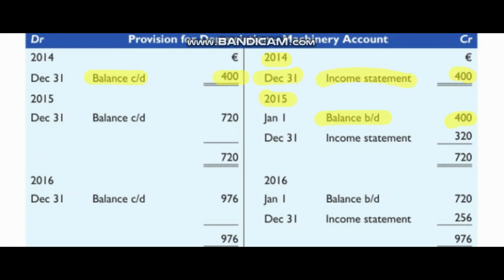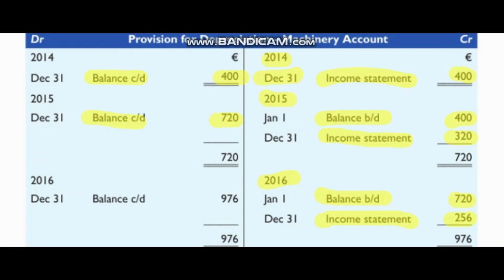And then for the current year, which is 2015, our depreciation is calculated as 320 euros, as we have discussed in our example before, and we again record it as an expense in the income statement. Then for the current year 2015, the balance is carried down. So now you have an accumulated depreciation balance on the machinery of 720 euros. Then again, in 2016, the previous balance is brought down, which is 720 euros. Then for the current year, 2016, your depreciation charge is recorded in the income statement as 256 euros.